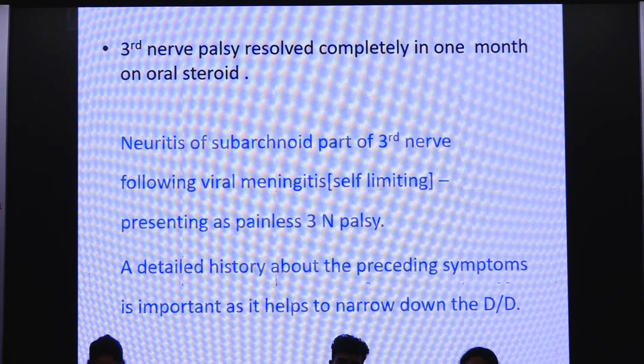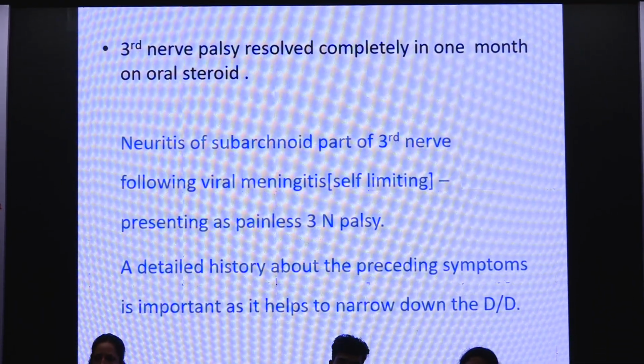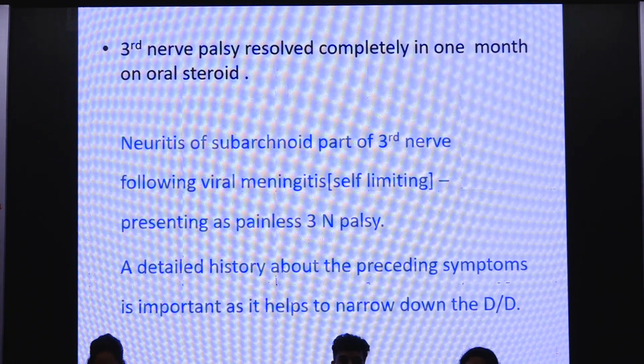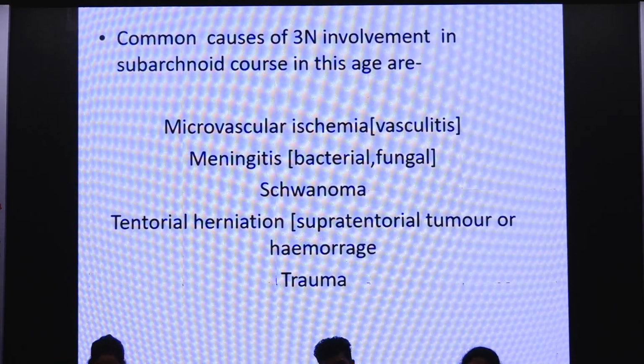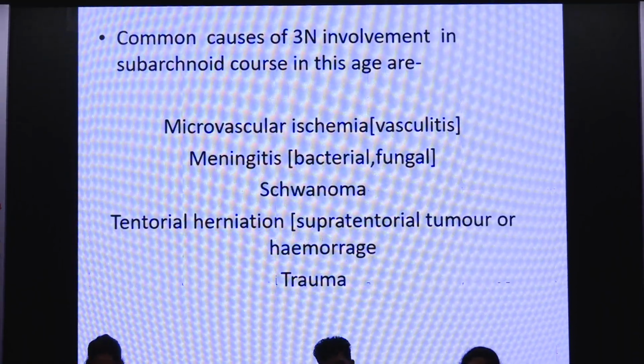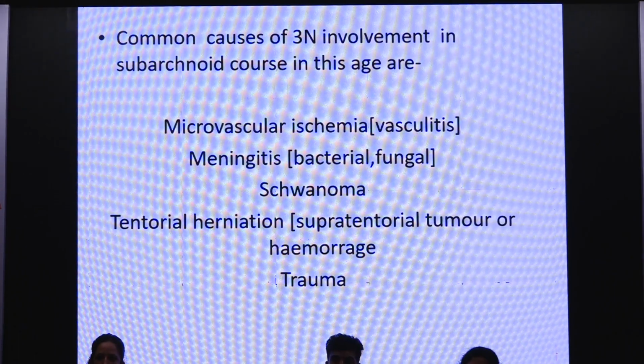So from this case, we learned that a detailed history about the preceding symptoms is important to help make a proper diagnosis of this condition. The common causes of third nerve palsy with involvement of the subarachnoid part in young patients are commonly microvascular ischemia, not because of a vasculopathic cause, it's mainly vasculitis.